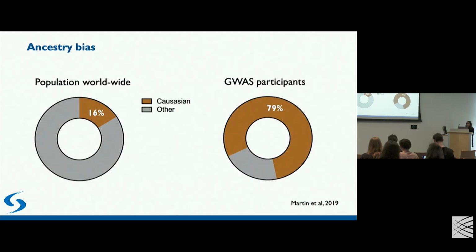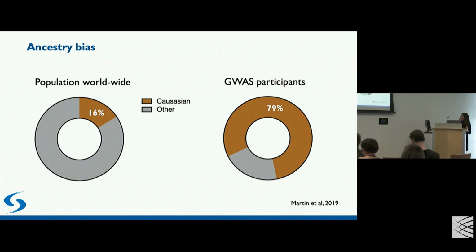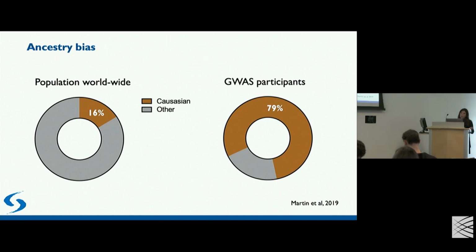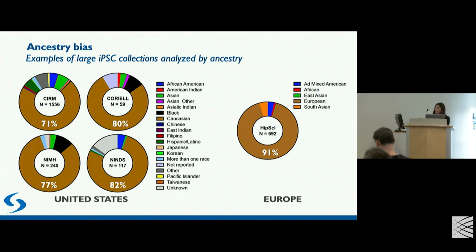Adding to the complexity, it has become clear that both human genetic studies and induced pluripotent stem cell resources have a diversity problem, specifically with regard to the overrepresentation of European ancestries. We have heard extensively from Alicia Martin about this. While individuals of European descent make up 16% of the worldwide population, they account for 79% of participants in genome-wide association studies. As Alicia has shown, this disparity translates into lower genetic prediction accuracy in non-European populations.